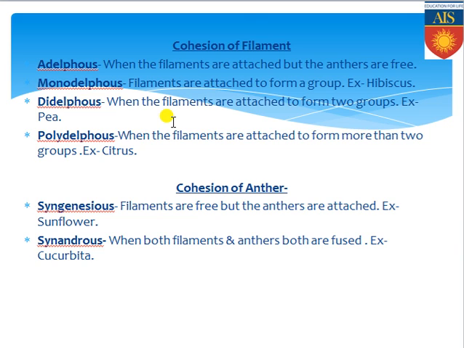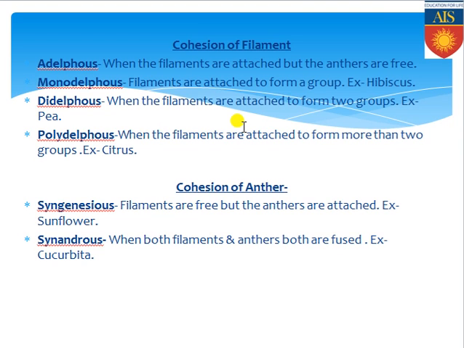Syngenaceous means filaments are free but the anthers are associated or attached. That means the anthers are at the upper portion, they are associated, but the filaments are not associated, they are free. Example, sunflower. Synandrous is when both filament and anther are fused. As an example, cucurbita. So this is the classification of flowers based on cohesion of anther, where first the filaments are associated and anthers are free, then anthers and filaments are all associated and fused. I think we have understood these categories of the flower based on various features.